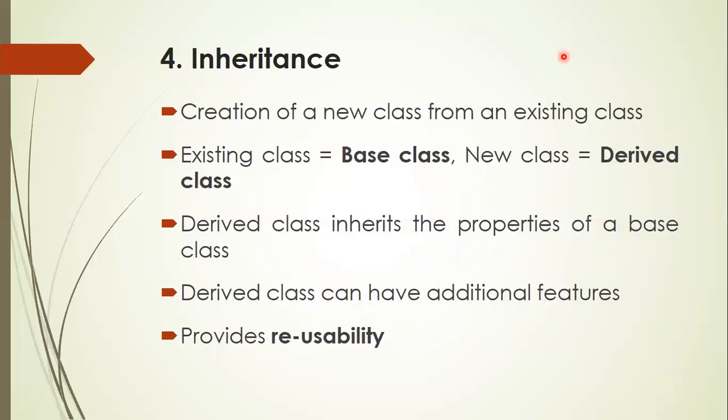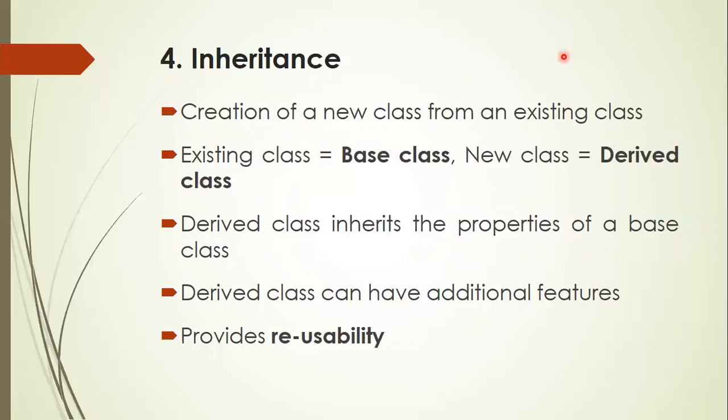All the characteristics, that means all the data and all the member functions of the base class, are available for the derived class. But the derived class can have its own additional member data and its own additional member functions. But the reverse is not true. The member data and member functions of the derived class may not be present in the base class, but the member data and member functions of the base class are available for the derived class.